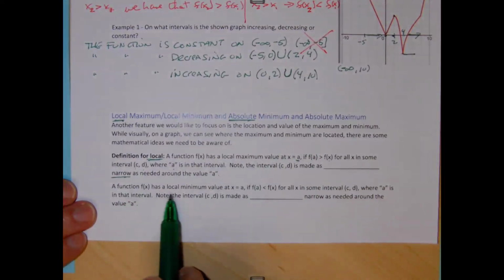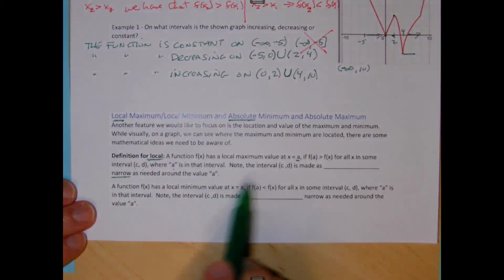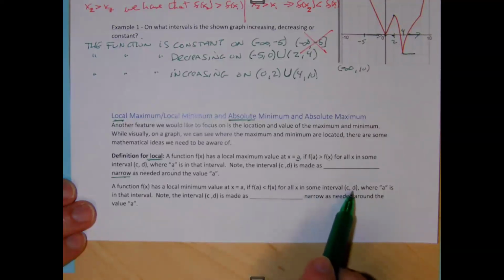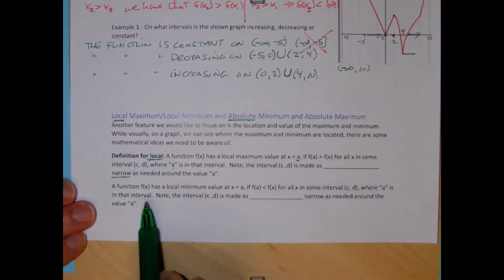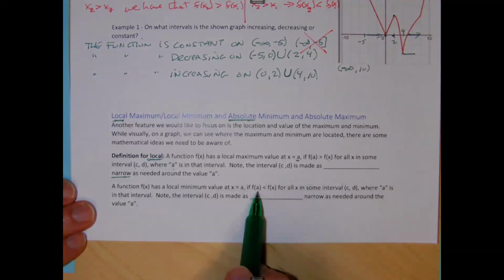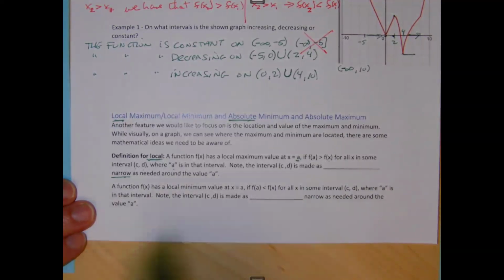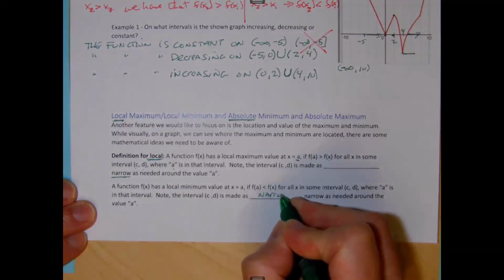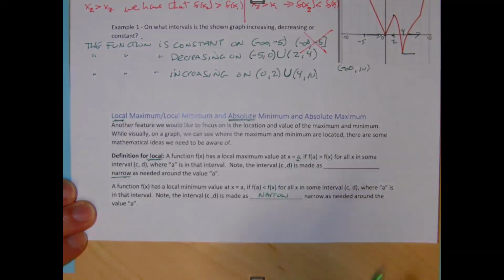And a function has a local minimum at x equals a if the opposite is true. When I enter that value into this function, and look at all the other values in some interval c to d, where a is in that interval, f of a is smaller than anything else in that interval. And again, note that c d is made as narrow as possible around the value of a. So let's look at an example.